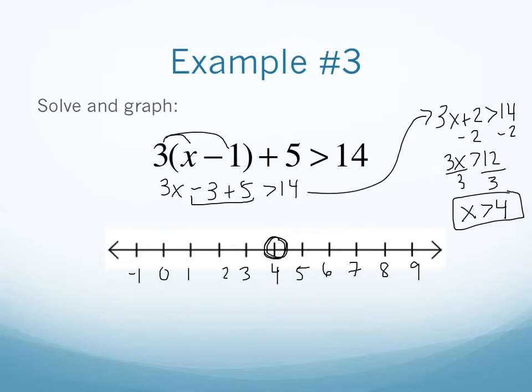Okay, the bigger side is to the x. So it's going to be x is greater than 4. All those numbers greater than 4 are to the right. 5, 6, 7, 8, 9, etc. Those are all greater than 4. So this is what your graphing should look like.